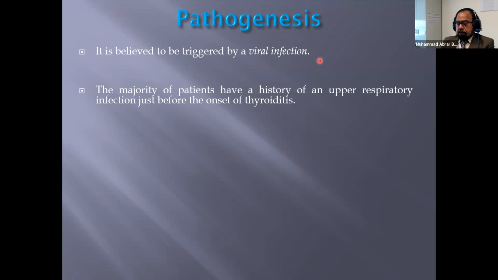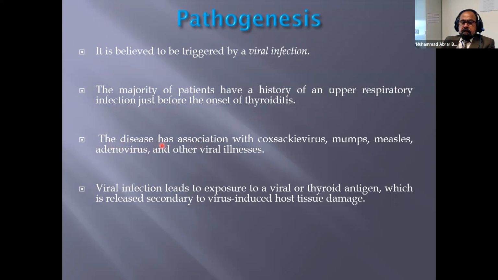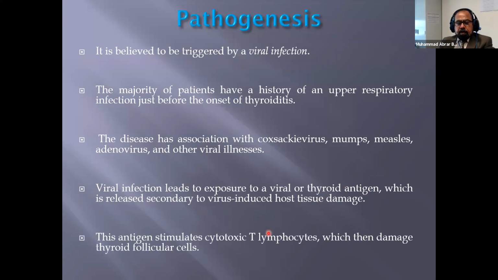Because of that upper respiratory infection, virus comes in, and the majority of the patients have a history of upper respiratory infection before thyroiditis occurs. So this disease has association with Coxsackie virus, mumps virus, measles, adenovirus, and other viral illnesses. So what happens is that these viruses lead to exposure to the viral or thyroid antigen, which is released secondary to the virus-induced host tissue damage. So these viruses cause tissue damage, this tissue releases the thyroid antigen, and this thyroid antigen stimulates the cytotoxic T lymphocyte, which then damages the thyroid follicular cells.